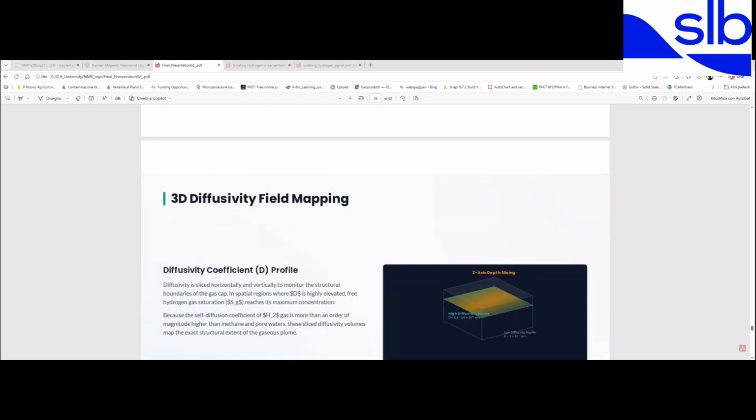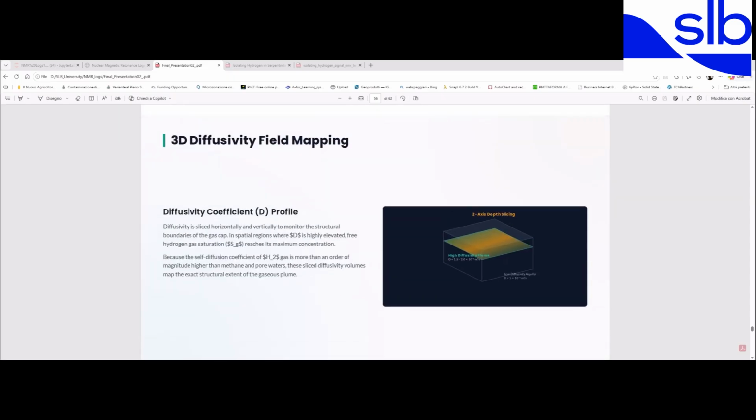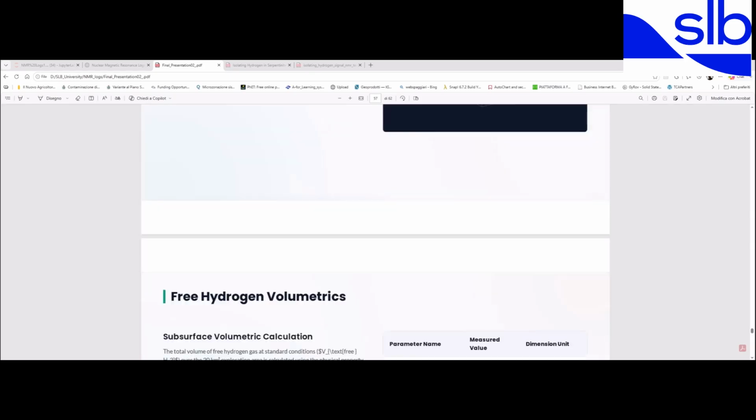3D diffusion field mapping. You also have to build the 3D diffusive field mapping, horizontal and vertical, to monitor the structure boundaries of the gas couple. In this spatial relation, where it is highly elevated, free hydrogen gas saturation reaches its maximum concentration because the self-diffusion coefficient of the gas is more than an order of magnitude higher than methane and pore waters. It's clear, as we just underlined, that one of the characteristics of hydrogen is its high diffusivity. This slice of the diffusivity volume maps show the structure extent and the gas flows.